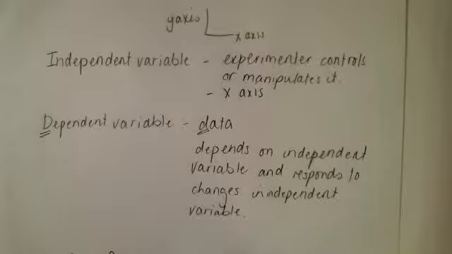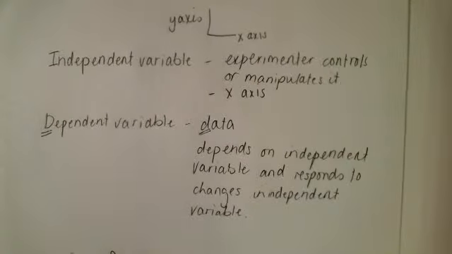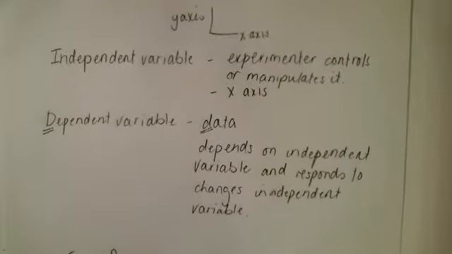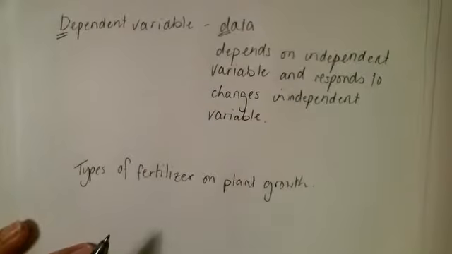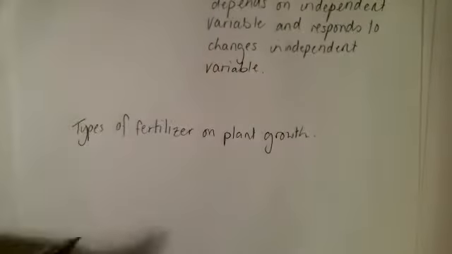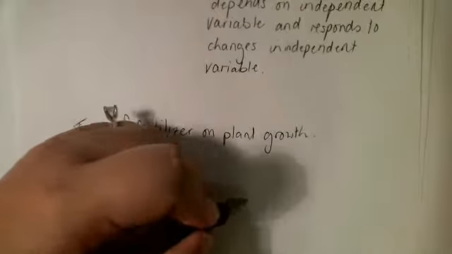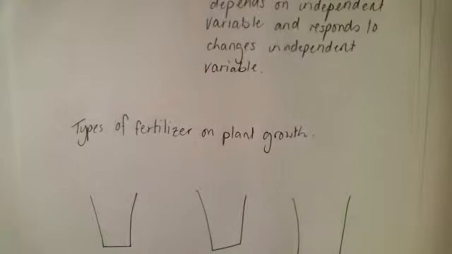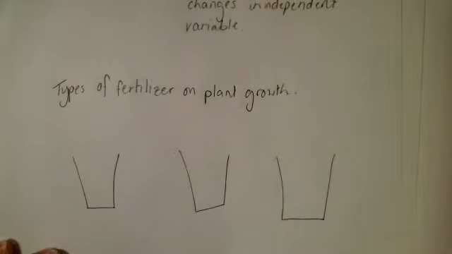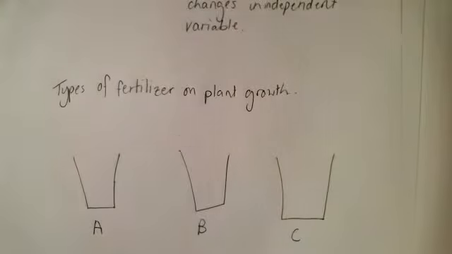Let me give you guys an example. If, for example, we want to determine which type of fertilizer works best, so which type of fertilizer causes plants to grow the best, we would set up an experiment as follows. Okay, so this will just be a very simple experiment. We'll have 3 pots with 3 types of fertilizer. Let's say we want to test fertilizer A, fertilizer B, and fertilizer C.